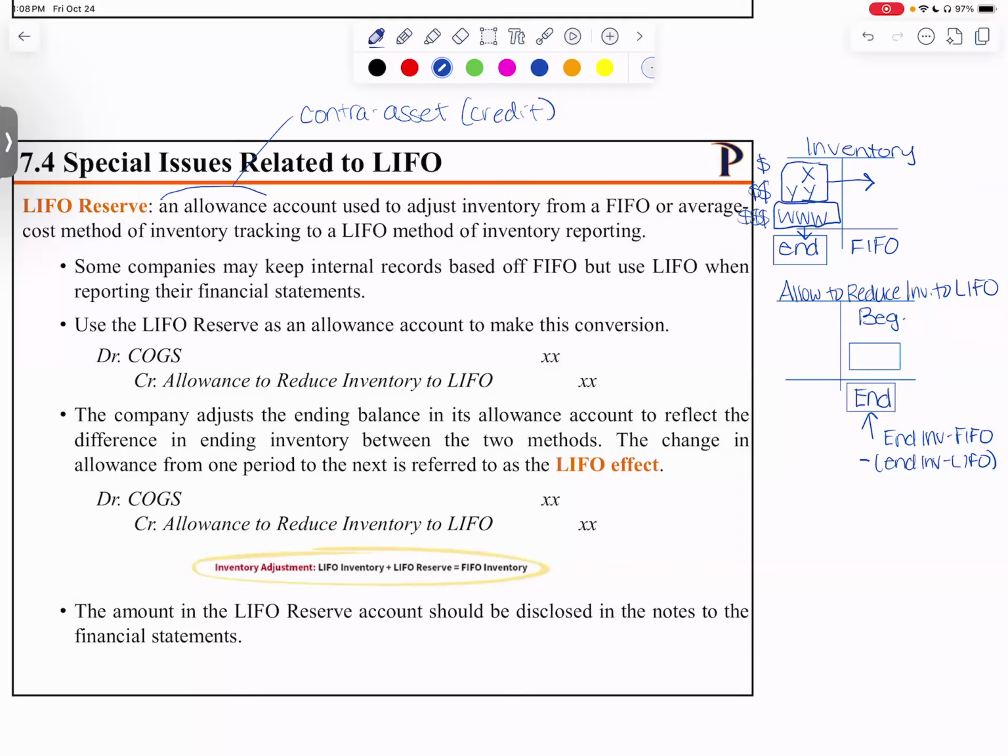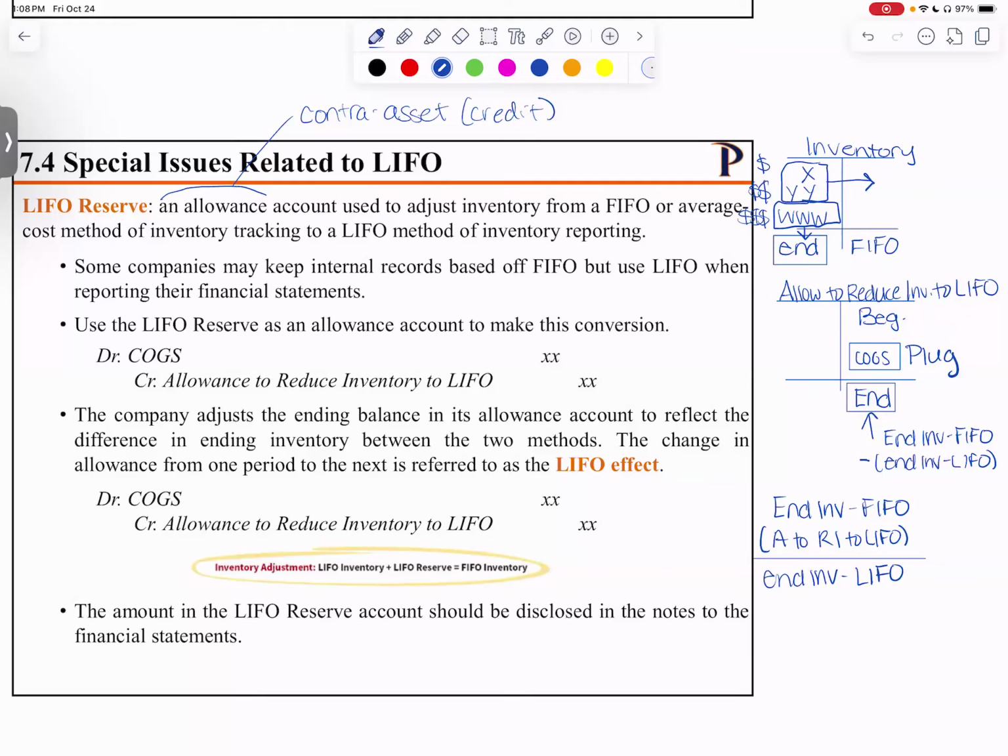So this credit here is a plug. It's just based off of our desired ending balance. And we are going to charge this to cost of goods sold. Then when we report our inventory on our balance sheet, we'll have our ending inventory under FIFO. We'll subtract our allowance to reduce inventory to LIFO, and that will give us our ending inventory valued under LIFO.